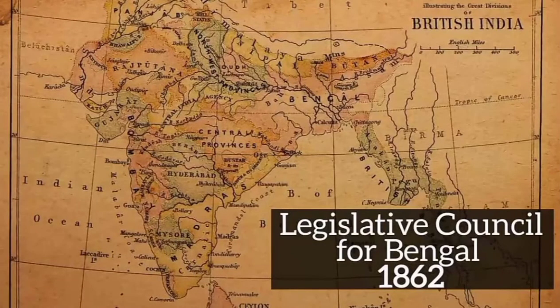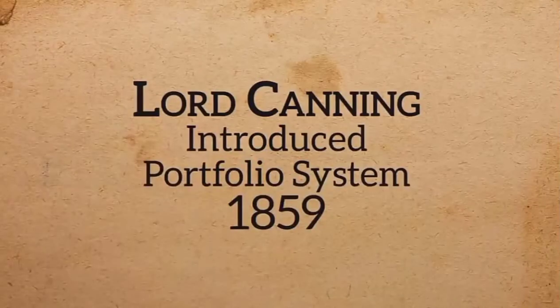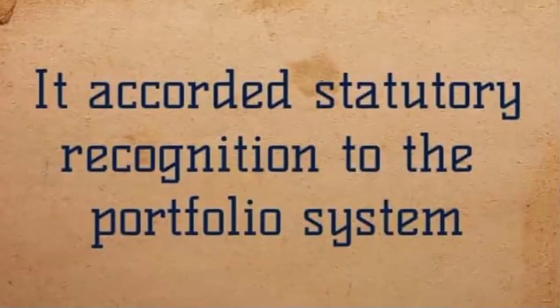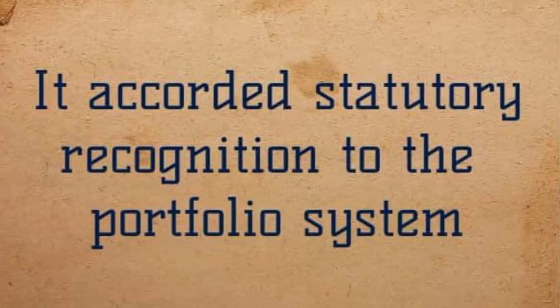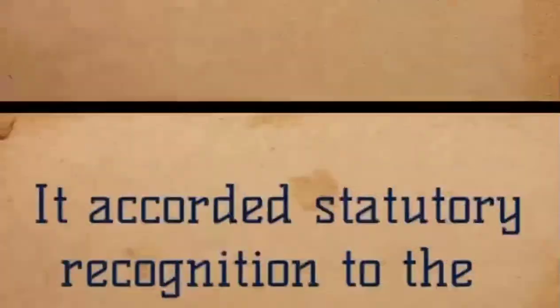And the Legislative Council for Bengal was set up in 1862. It provided that the Viceroy's Executive Council should have some Indians as non-official members while transacting legislative business. It accorded statutory recognition to the portfolio system. The portfolio system was introduced by Lord Canning in 1859, initiating the process of decentralization by restoring the legislative power to the Bombay and Madras provinces.